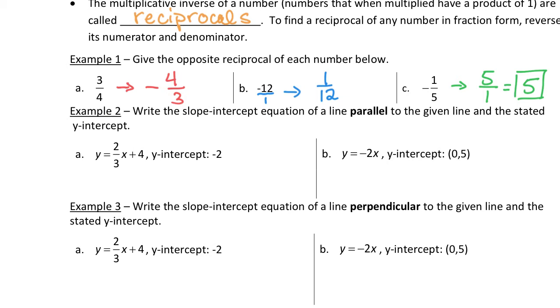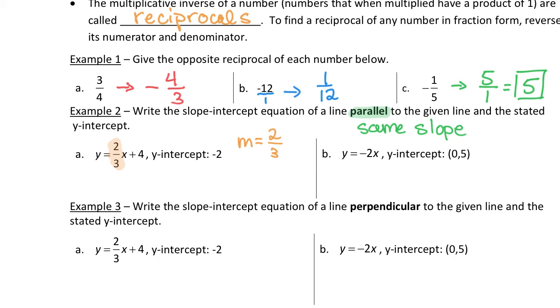We're going to put that all together into writing parallel and perpendicular lines. The key here is that parallel lines have the same slope. So that is really important to remember. This says to write the slope-intercept equation of a line parallel to the given line and the stated y-intercept. So we can see right here that the slope of the line given is 2/3. So I'm going to write that down, m equals 2/3. Since parallel lines have the same slope, I'm not going to change that.